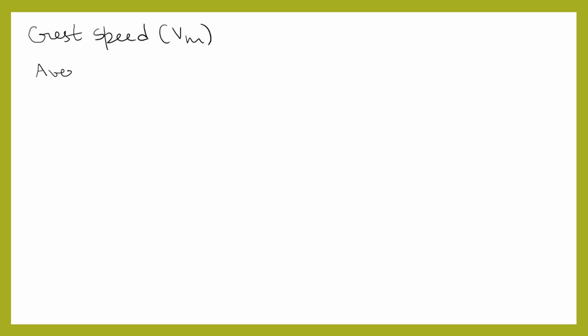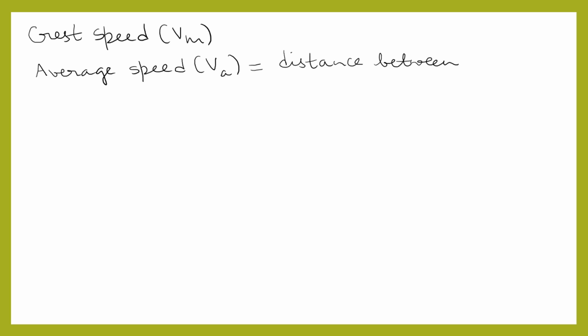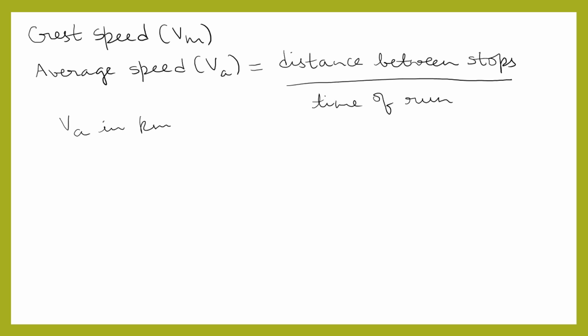Next is the average speed. It is denoted by VA. It is the ratio of distance between any two stops and the time of run. So, average speed VA in kilometer per hour is distance between stops in kilometer by time of run in seconds. So we have VA as 3600 d by t.